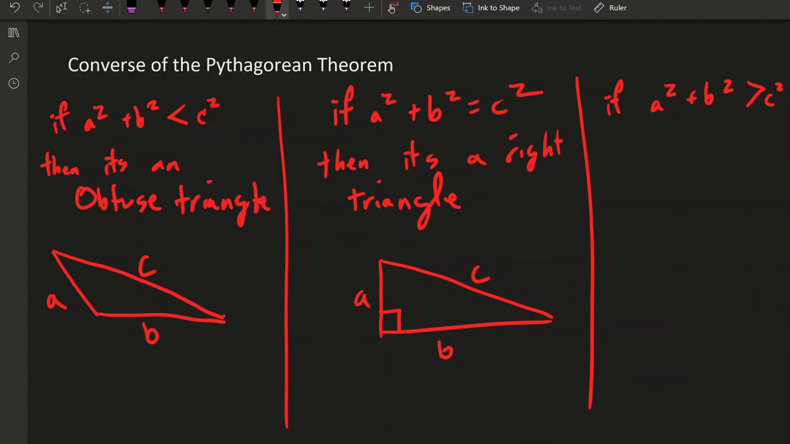And hopefully you can see where this one's going. If the hypotenuse were to shrink, so if a squared plus b squared is greater than c squared, this would look something like this. So in that case, then it's an acute triangle.